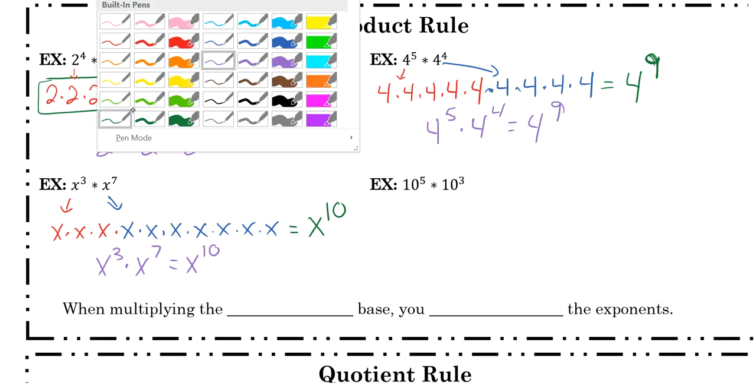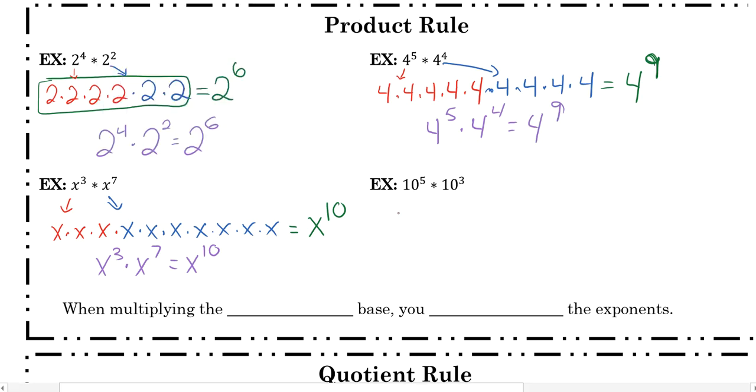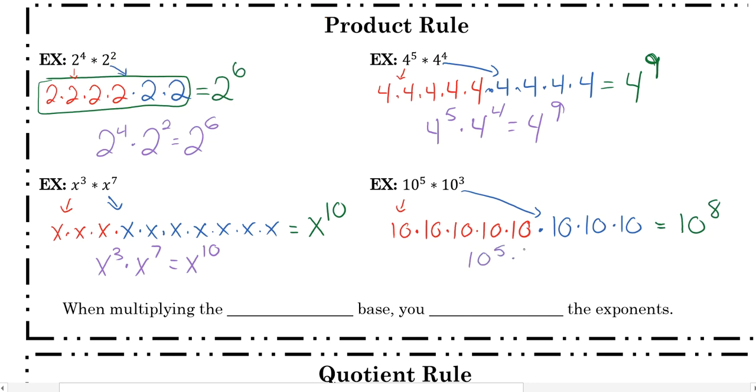And then in my last example here, I have 10 to the 5th, so that would be 10 times itself 5 times. And I am multiplying that by 10 to the 3rd, which is 10 times itself 3 times, which if I put that back into exponential form, I have a base of 10 multiplied by itself 8 times. So 10 to the 5th times 10 to the 3rd is equal to 10 to the 8th.